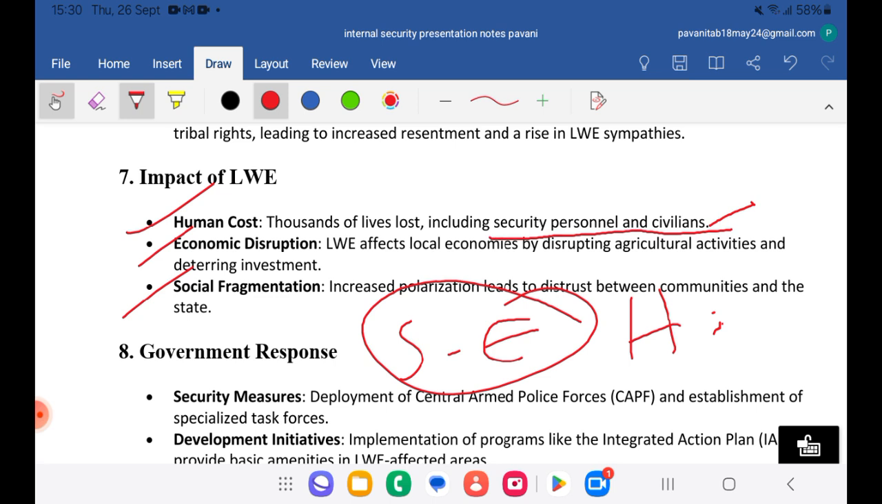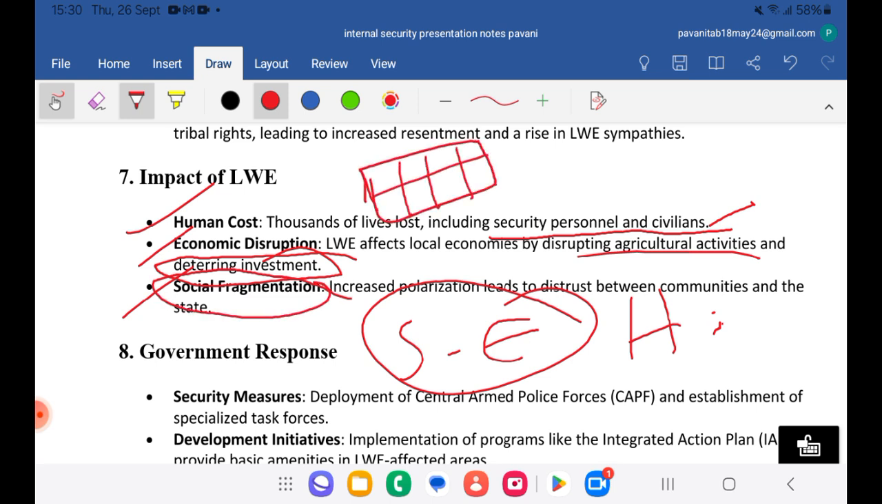Economic disruption. LWE affects local economies by disrupting agricultural activities and deterring investment. So people won't be ready to invest in such areas, isn't it? So with that, there will be no economic development again. Social fragmentation, such an important word. Social fragmentation. If it is a society, social fragmentation will happen.